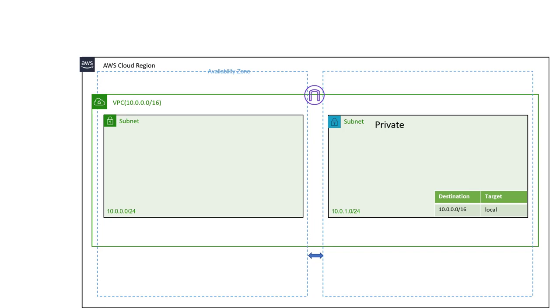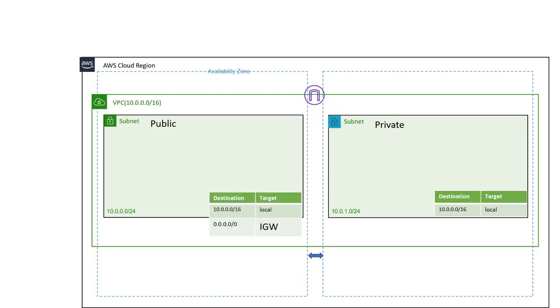A private subnet is one which has a route that allows packets to travel only to the subnets within that particular VPC. Here the route table has just one entry, and this makes it possible for traffic to flow only to the subnets within that particular VPC.